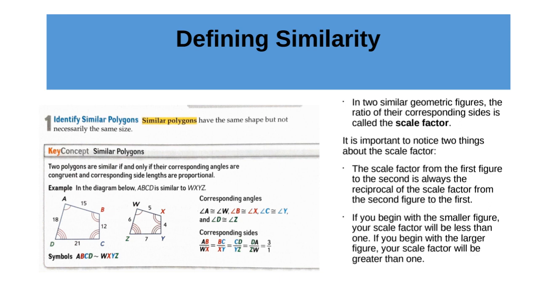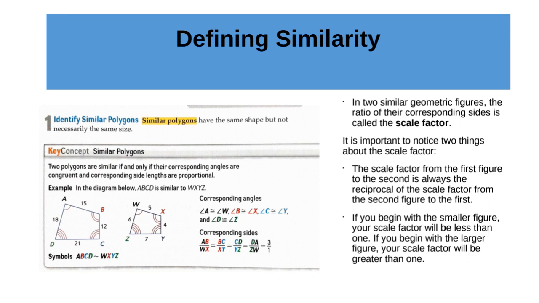We also have the side AB over WX equal to BC over XY, and that equal to DC divided by ZY, and that equal to DA divided by ZW, and that is equal to 3 over 1. And 3 over 1 is actually the scale factor, because in two similar geometric figures, the ratio of their corresponding sides is called the scale factor.